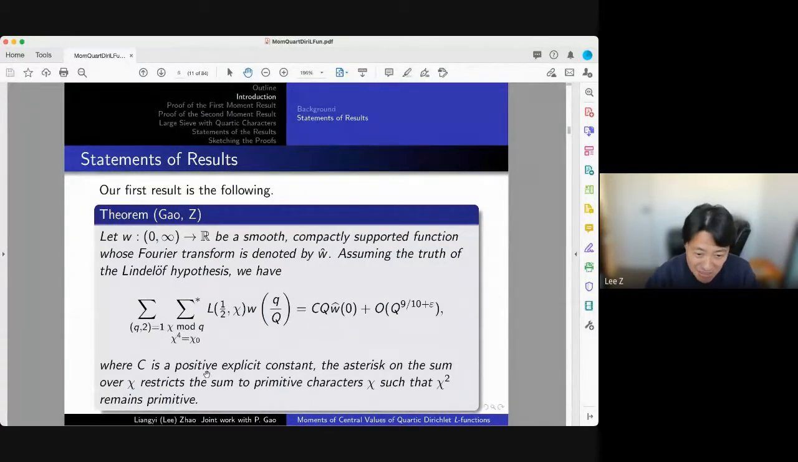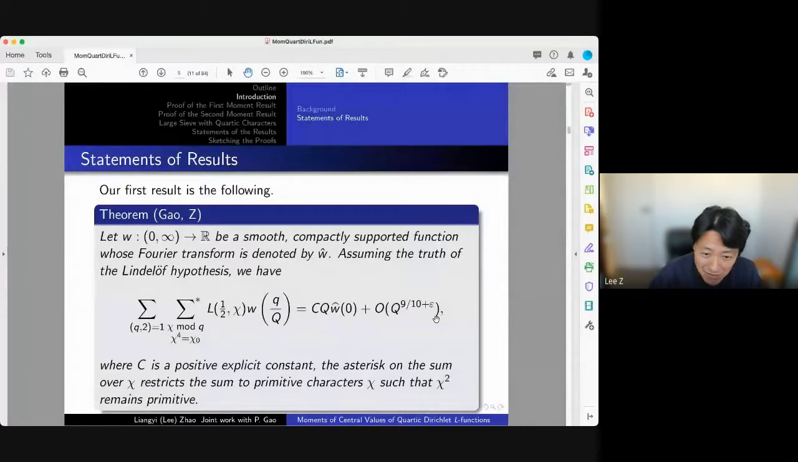C is just some positive constant, which can be computed. There's a formula for it. It's a long and complicated formula. So it's basically some number multiplied by Q. W hat of 0, that's just some other number, right? So a number multiplied by Q plus big O of Q to the 9/10 plus epsilon.